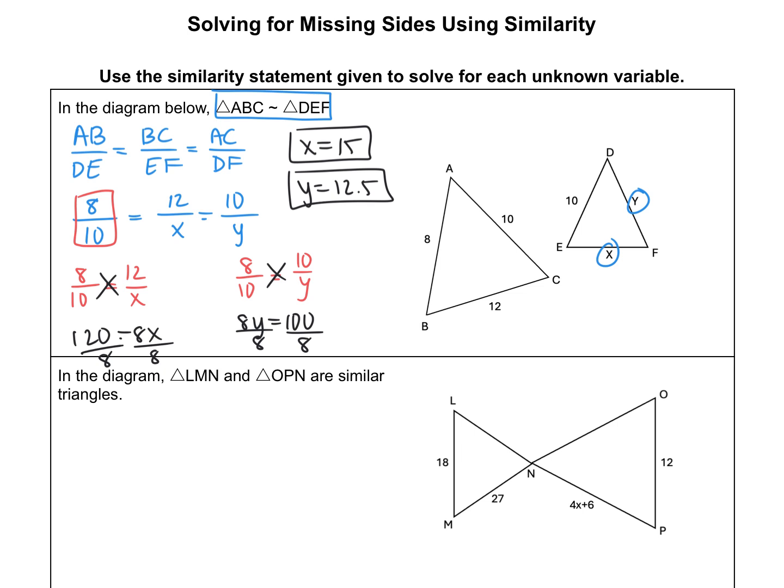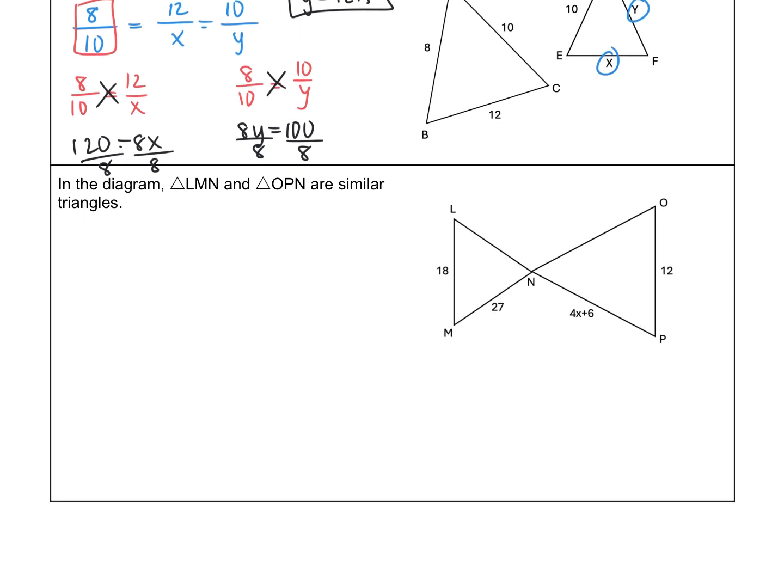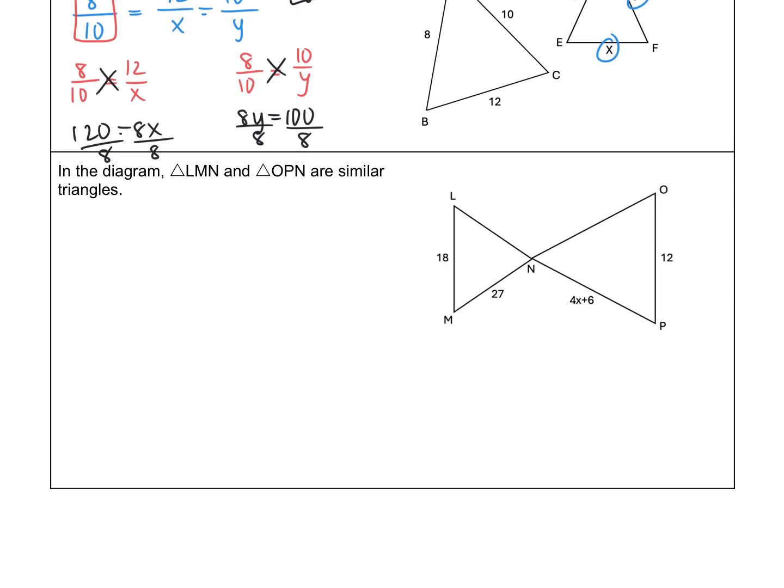Okay, we're going to do one more together, and then you will have 2 to do, and that will be it. In the diagram, LMN and OPN are similar triangles. So again, just start with which sides go together. I have LM, MN, and LN. And then OP, PN, and ON. Do you see how we don't have all of the sides? So we just need to be careful with that.